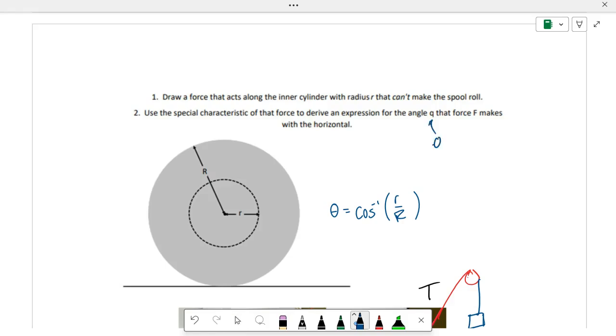This Q, I forgot to make it a theta. The answer to this question is this. It's more of a geometric, trigonometric proof.